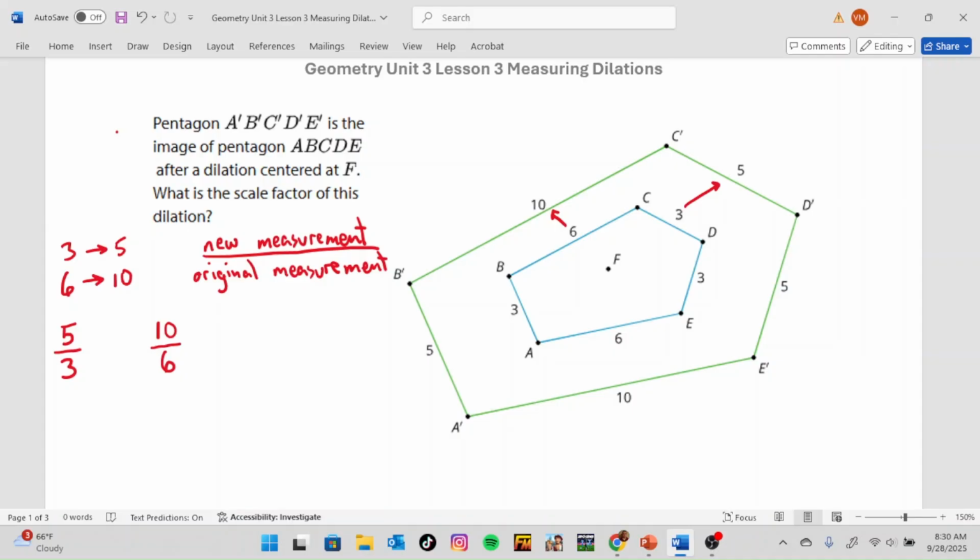I can tell that this is not in simplest form because 10 and 6 can both be divided by 2. So if I do that, then my simplified measurement becomes 10 divided by 2 is 5, and 6 divided by 2 is 3. So the scale factor is 5/3.